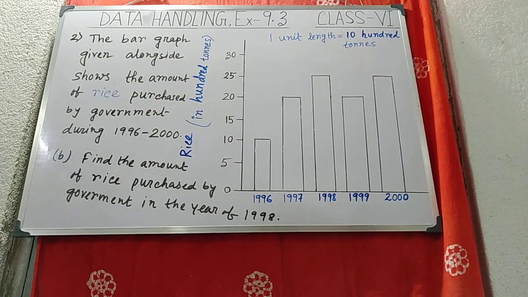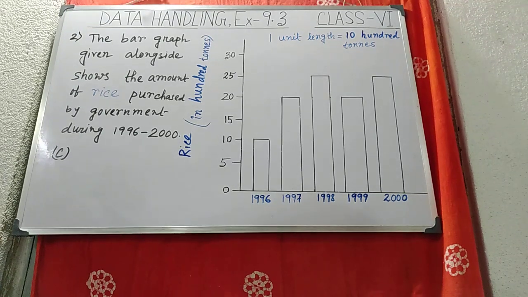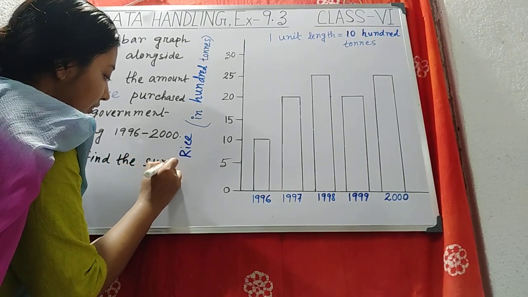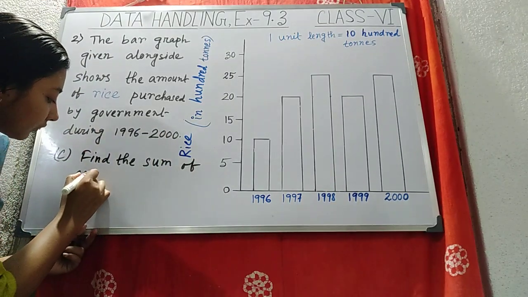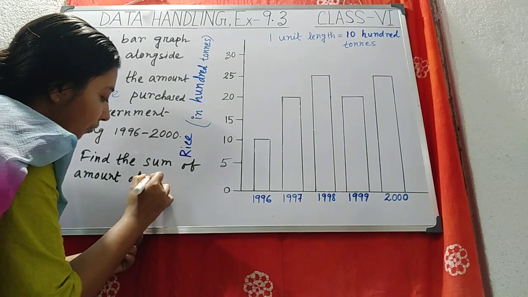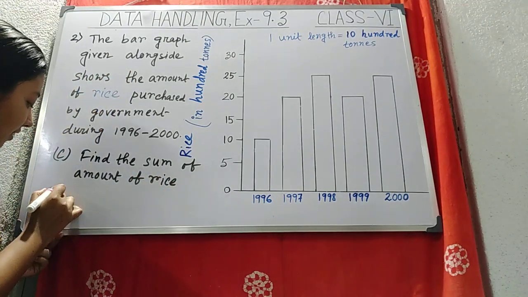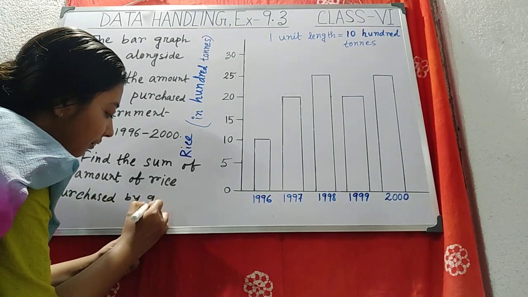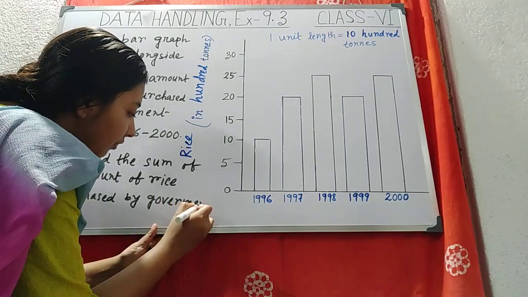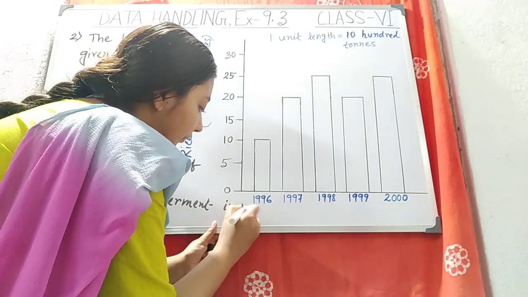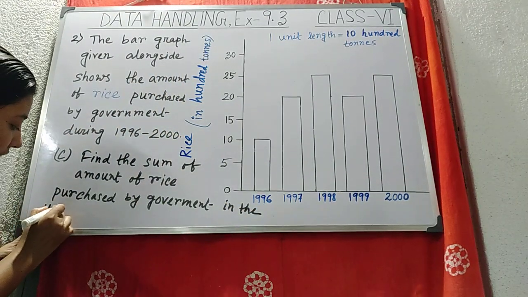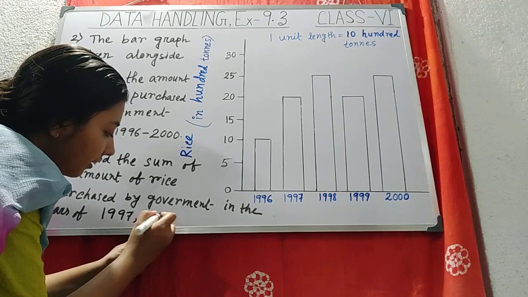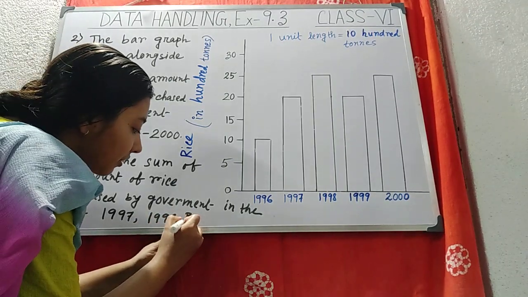Your third homework is of homework number 2. Find the sum of amount of rice purchased by government in the years of 1997, 1998 and 2000.